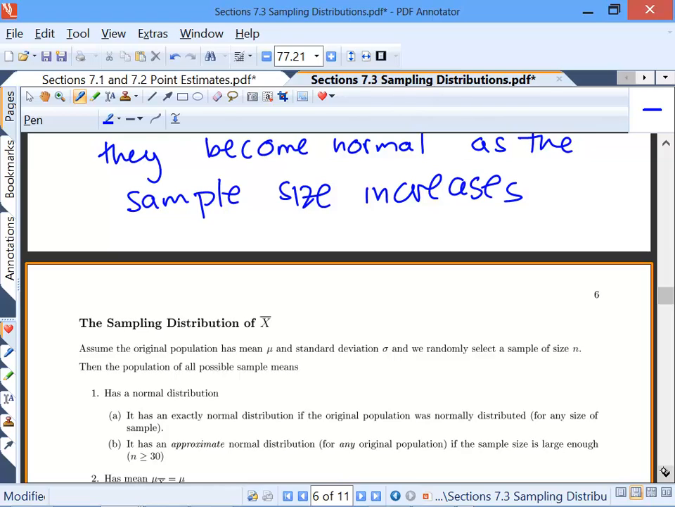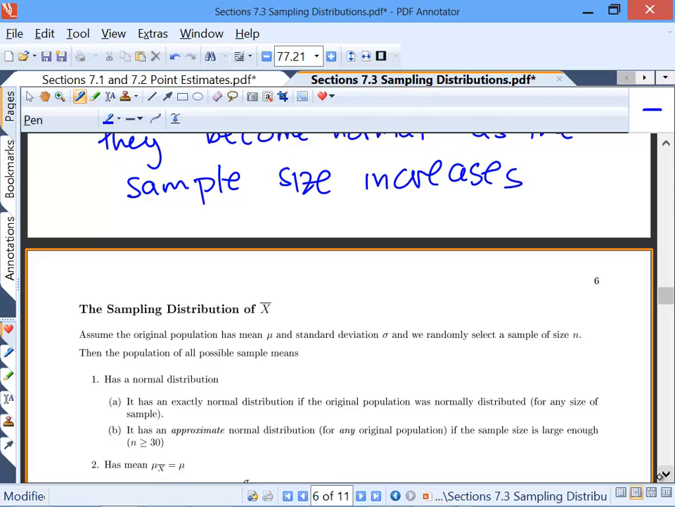Now, we're just going to restate this a couple times, just in different ways, mostly because it's very essential, probably one of the most essential things we cover in this class, and so we want to make sure that you got it. So the sampling distribution of X bar. Assume our original population has mean mu and standard deviation sigma, and we randomly select a sample of size n. You do need to have it be a random sample so that all of these observations are independent from each other. Then our population for all the possible sample means has a normal distribution.